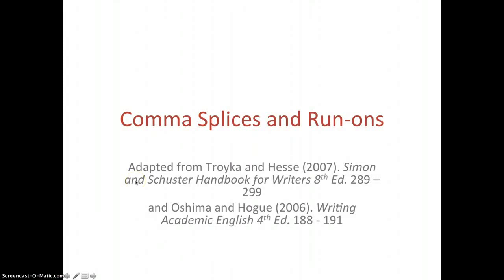Hi everybody. More information about how to make your writing a little bit better as you're working on your essays. Another type of sentence mistake that Alyssa and I will be marking on your essays are CS and RO errors. CS is for comma splice and RO is for run-ons. So that's what we're going to talk about right now.